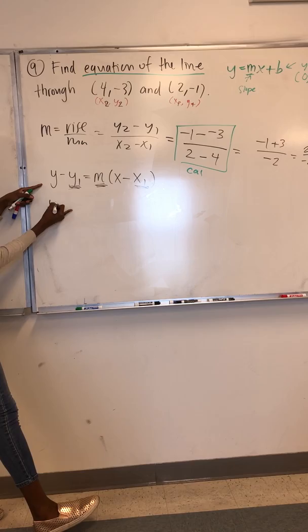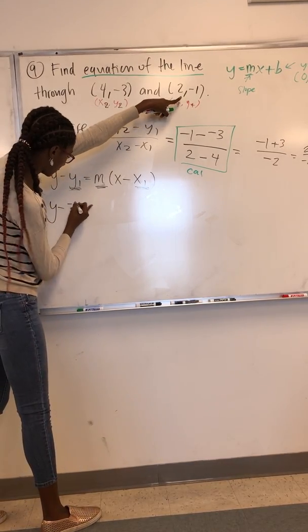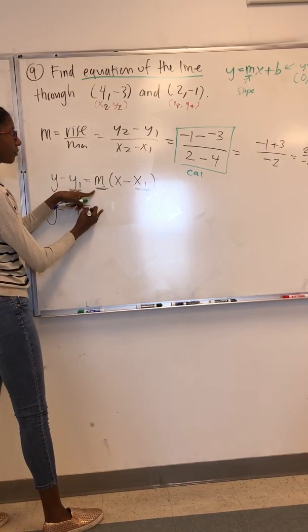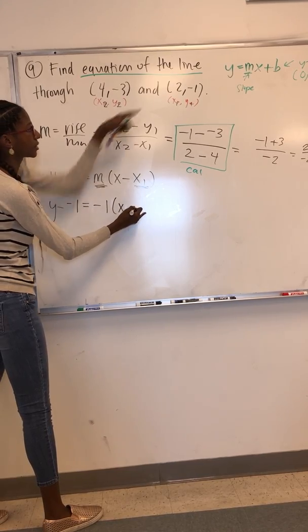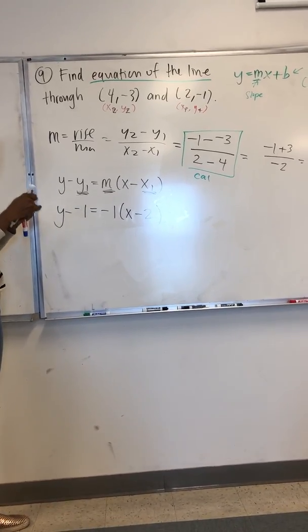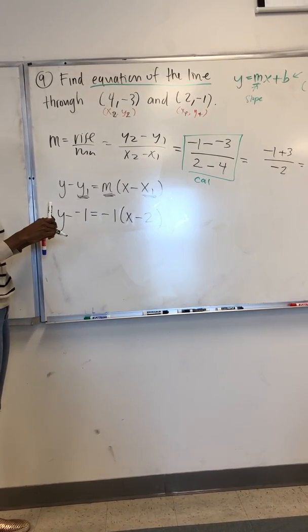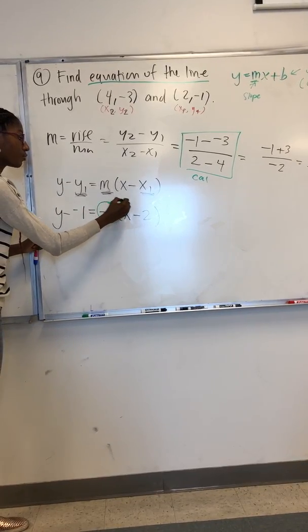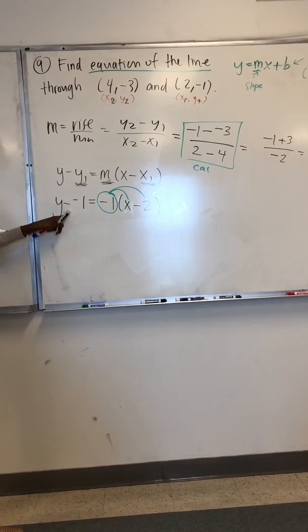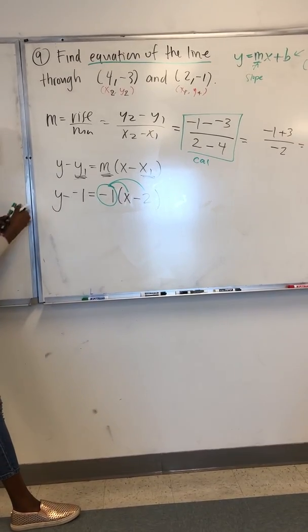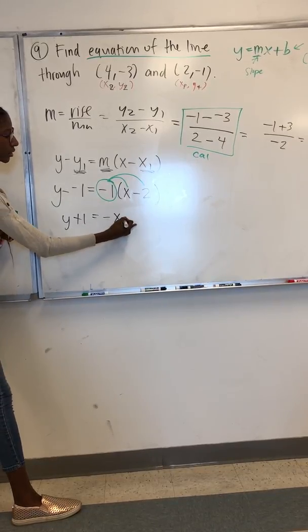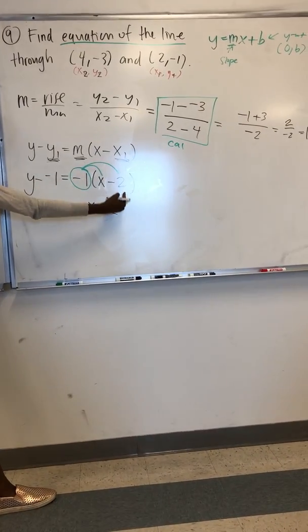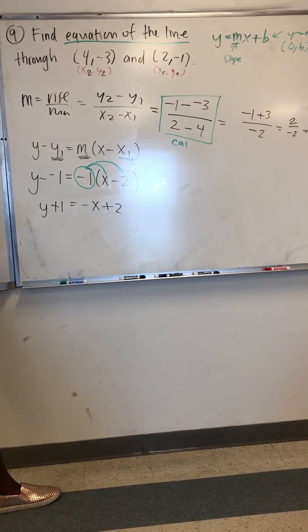So we have y minus -1 equals m, which is -1, that's what we found, times x minus 2. How do we get rid of parentheses? We distribute, and you always take the sign. So we're distributing -1 to both of these. What happens with this negative? It changes to a positive. So we have y plus 1 is equal to negative x plus 2, because it's -1 times -2, which gives us a positive 2.